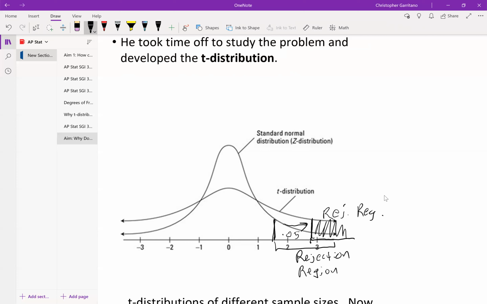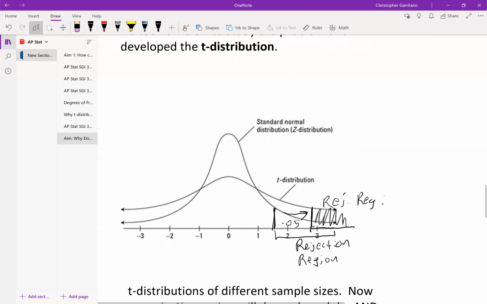So as you can see, what the t-distribution does is it allows for our samples to be a little bit more variable, and it makes it so that we have to get a much higher t-score in order to reject the null hypothesis. So in essence, we need to get a really crazy sample for us to be able to reject the null hypothesis, okay?